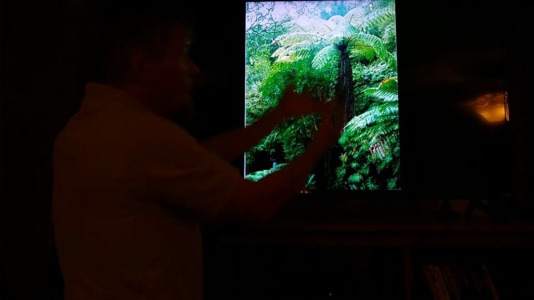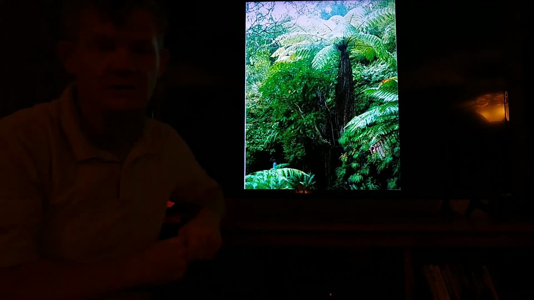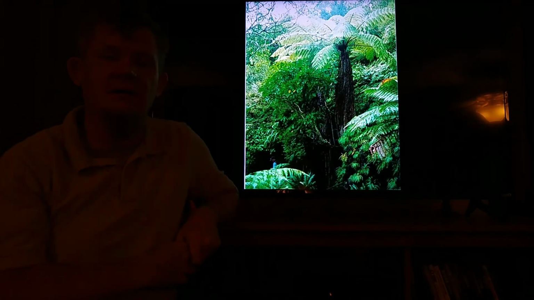That's a huge fern. When you think about ferns in terms of something that grows under your steps or your mom has in a pot, some of them can get really big.